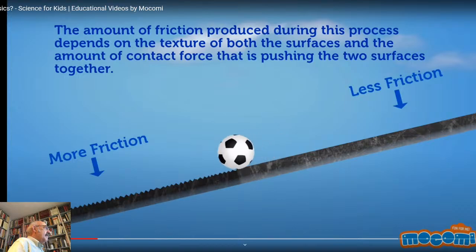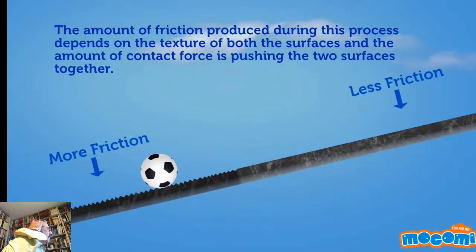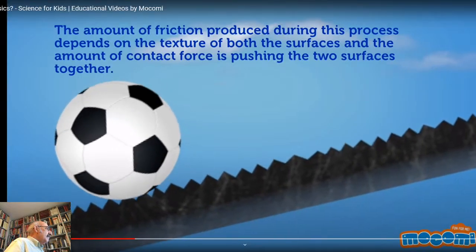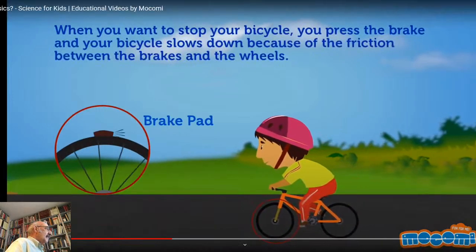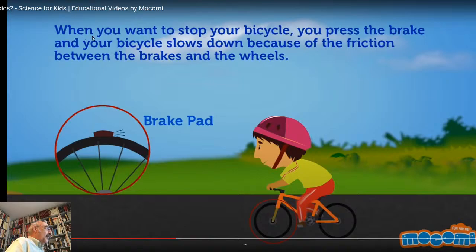The amount of friction produced during this process depends on the texture of both surfaces and the amount of contact force that is pushing the two surfaces together. The force acts in the opposite direction to the way an object wants to slide. When you want to stop your bicycle, you press the brake and your bicycle slows down because of the friction between the brakes and the wheels. The important thing is that this boy is moving toward our left, but friction is acting in the opposite direction.